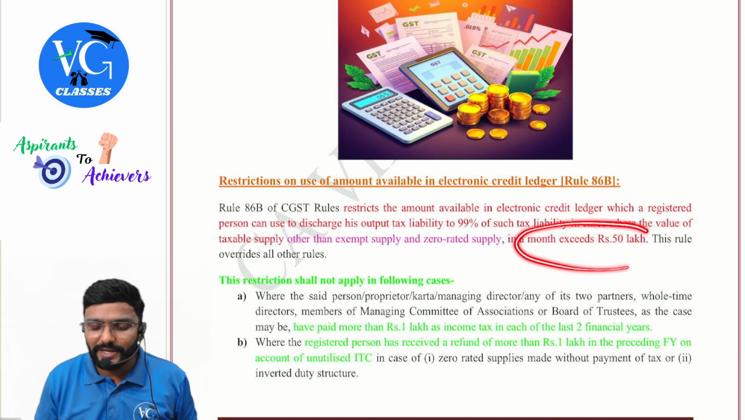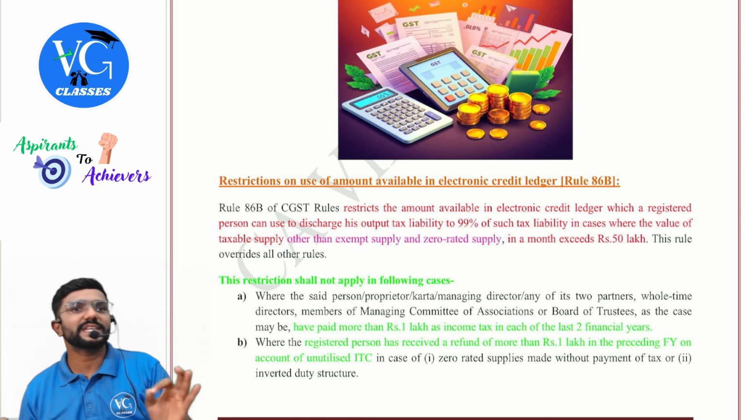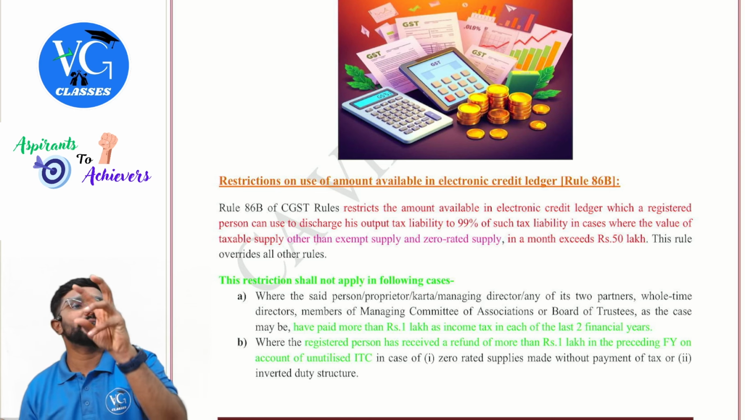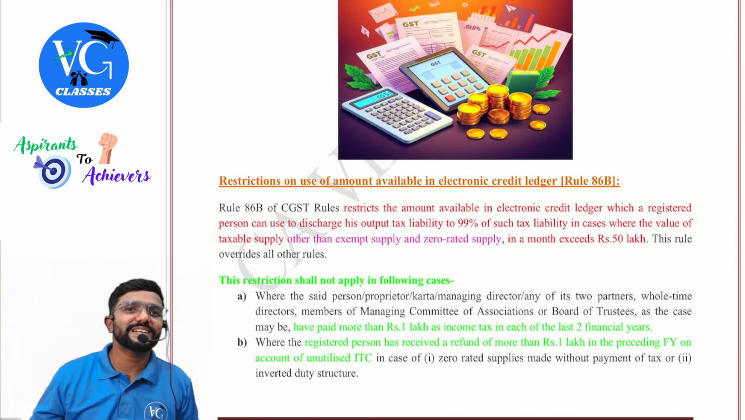Then other than exempt and zero rated. Actually, zero rated supply is a taxable supply, but here they are asking you to exclude it. Because guys, simple, for zero rated you can claim the credit, and they know that you don't have anything to adjust because your output tax is zero rated, clear? So that is why they are excluding it. So other than exempt and zero rated, if the value of taxable supply in a month is more than 50 lakh, for you rule 86B is applicable.